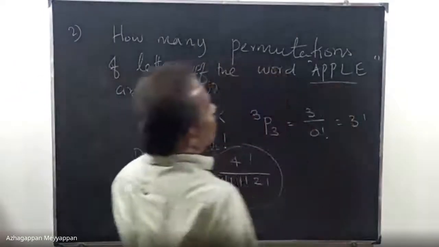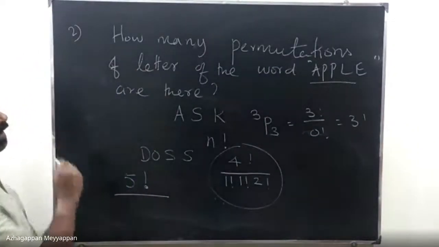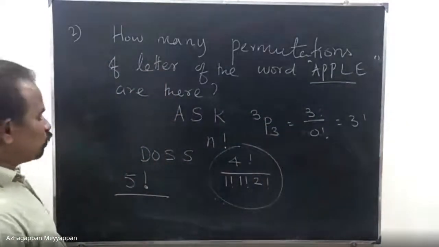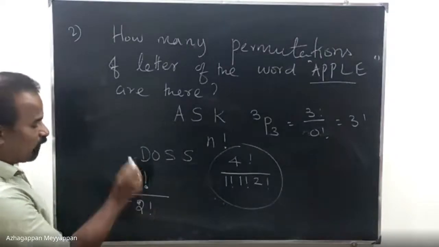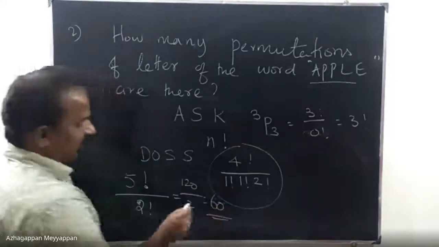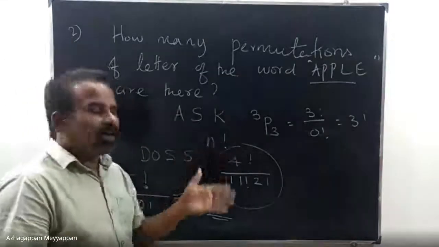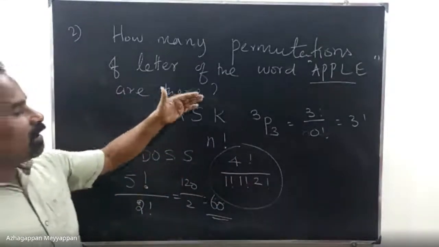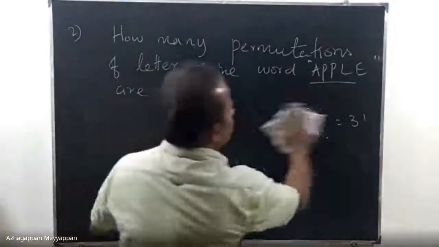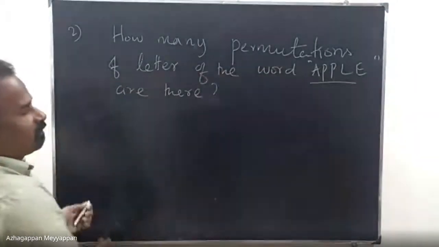Similarly, here there is a 5-letter word, APPLE. So I can take 5 factorial. P repeats only 2 times. Therefore 5 factorial divided by 2 factorial. 5 factorial is 120, divided by 2. Therefore the answer is 60. So this is the basic one. You can take many sums of this model and work them out. Then you will be familiar with this.